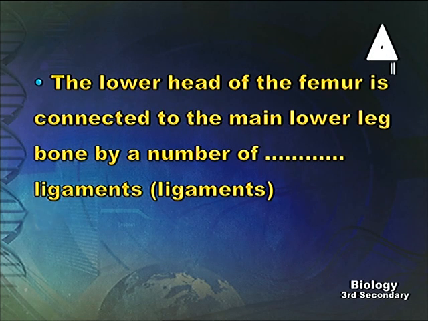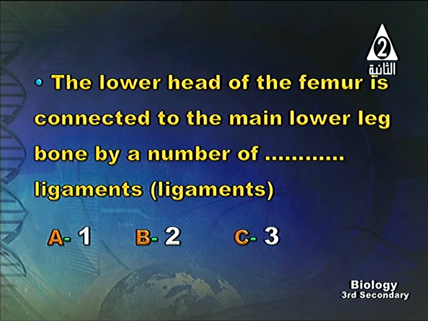The lower head of the femur is connected to the main lower leg bone by a number of ligaments: 1, 2, 3, or 4. The femur is connected to the main lower leg bone, which is the tibia, by 3 different ligaments: anterior cruciate, posterior cruciate, and medial collateral. So the number of ligaments which connect the lower head of the femur and the main lower leg bone is 3 ligaments.